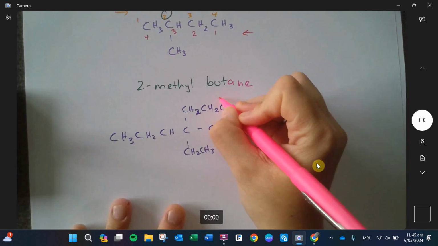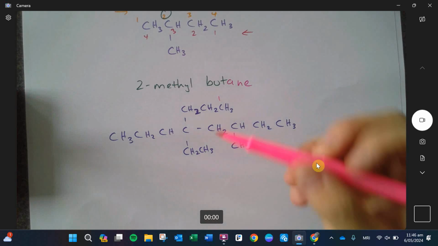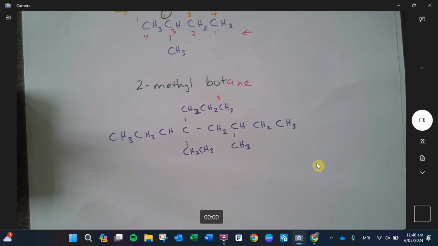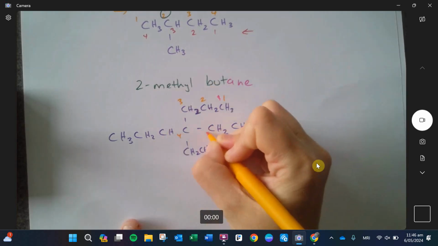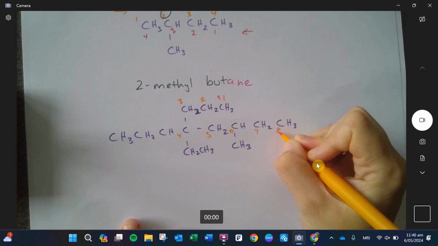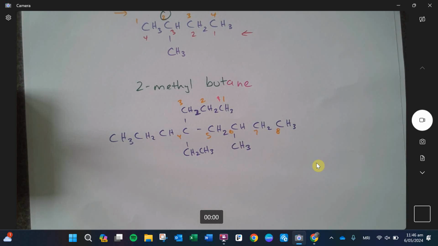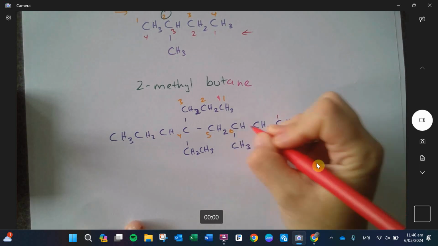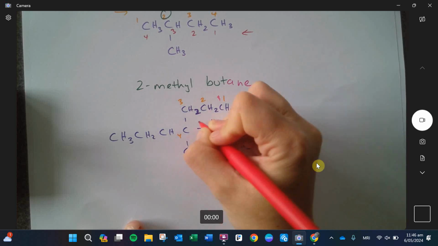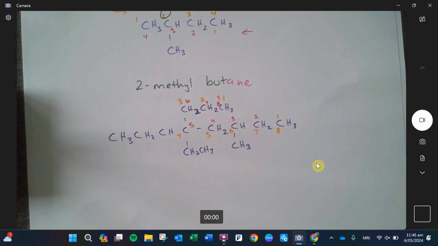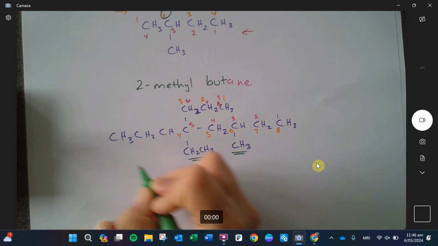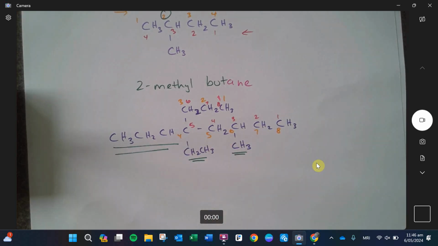So if I started from this one, I would go 1, let me go yellow, sorry. Try to keep with the color code. All right, if I went this way, 1, 2, 3, 4, 5, 6, 7, 8 is that way. If I went in the other direction, it would be 1, 2, 3, 4, 5, 6, 7, 8. So what I want to do is I want to look at all my branches, that one, and that one, to see what the possible number combos are, because I want the lowest possible combination.